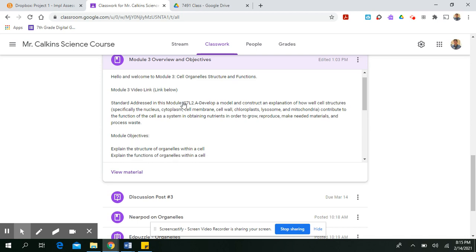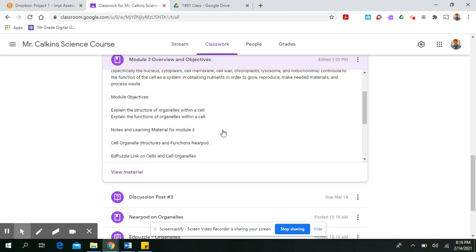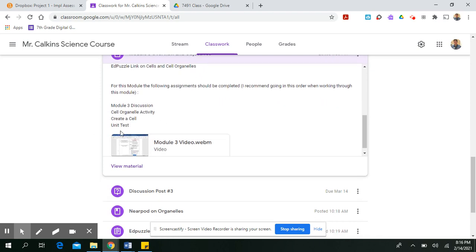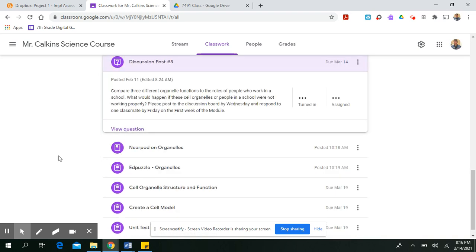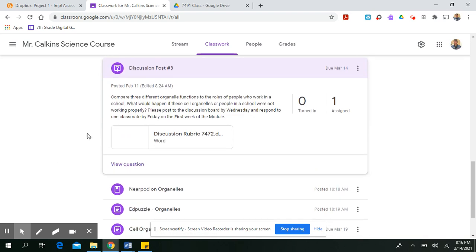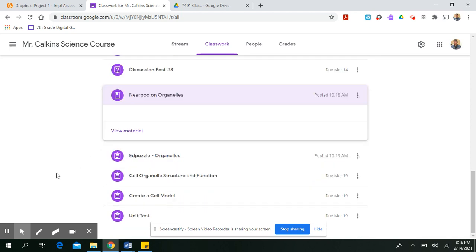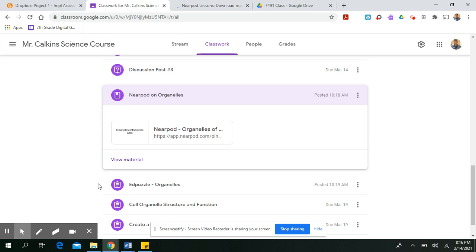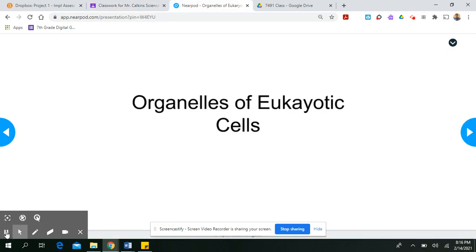Here is, there's a standard, the module objective, the notes, the learning material, and then the content. And there's a video at the bottom. This is the third discussion post with the rubric attached. Here's the Nearpod. While that loads, we'll keep going. All right, it's loaded.